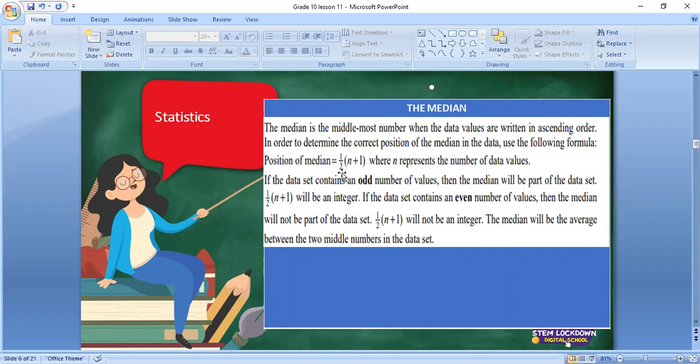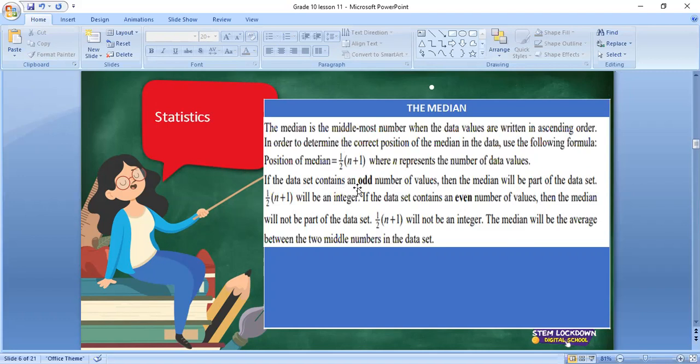So half of what? N means the total number of the data. If there are, say, 50 data, that means n is 50. So half of the total number of the data, plus 1.